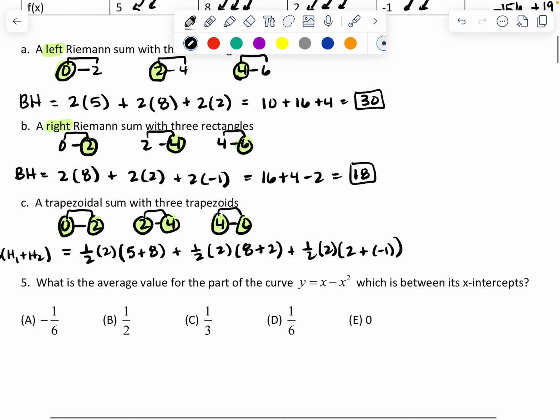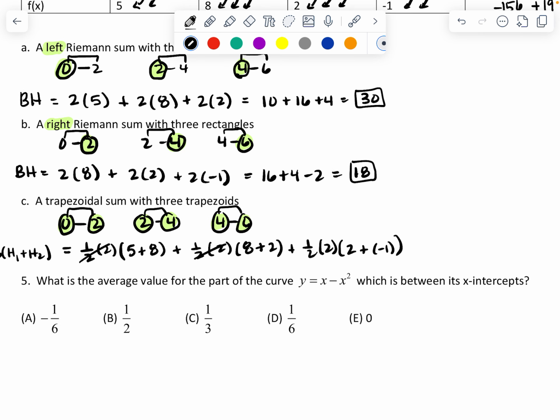Okay, now the nice thing about this is that half of 2 is 1, half of 2 is 1, half of 2 is 1, so I can get rid of all those. So really, I just have 13 plus 8 plus 2 is 10, and then 2 minus 1 is 1. So this is going to end up being 24. Okay?